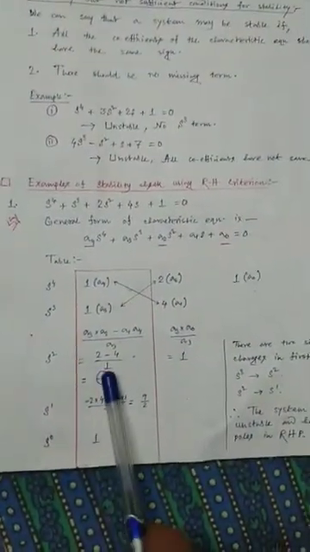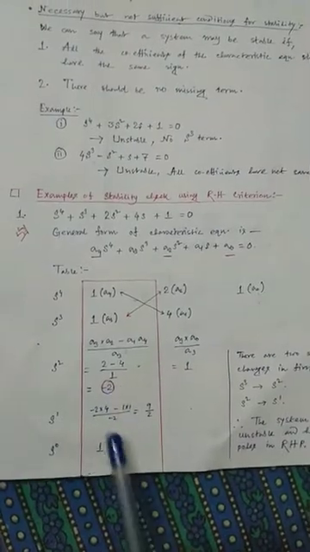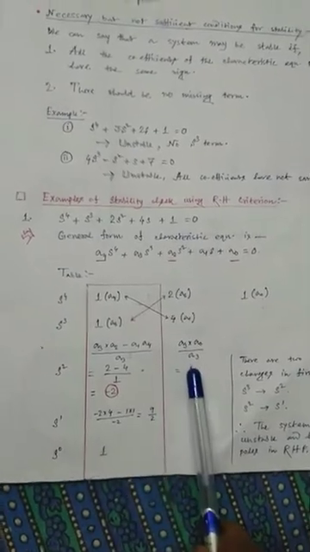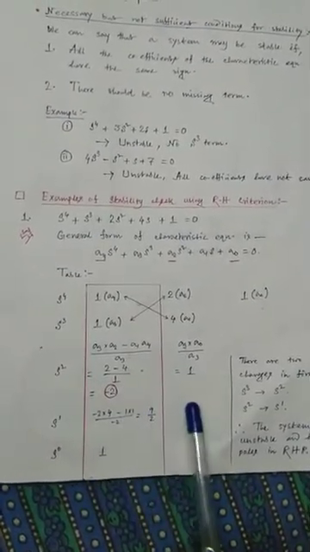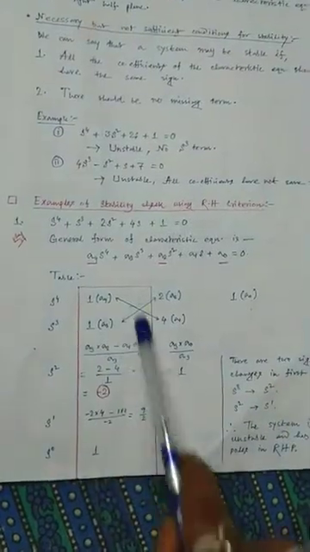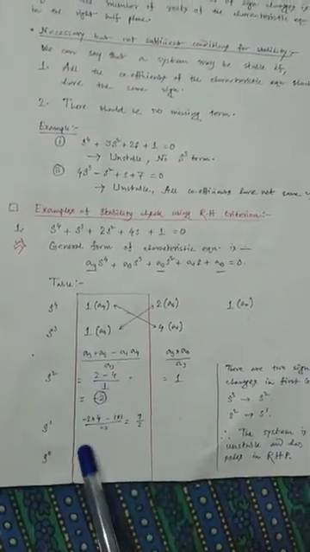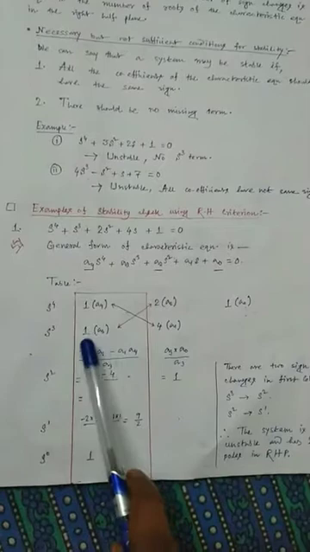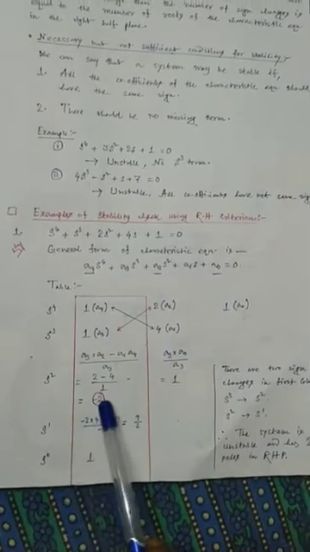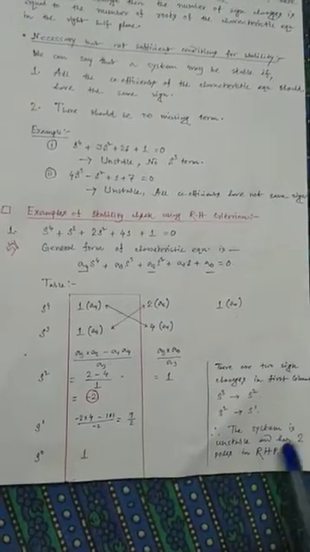Now at this point, minus 2 into 4 minus 1 into 1 divided by minus 2, that is 9 by 2. And here 9 by 2 into 1 minus minus 2 into 0 divided by 9 by 2, that is 1. So we can see in the first column the entries are 1, then minus 2, then 1. So there are two sign changes. Firstly, from s squared to s, that is 1 to minus 2, and secondly minus 2 to 9 by 2. So we can say the system is unstable and has two poles in the right half plane.